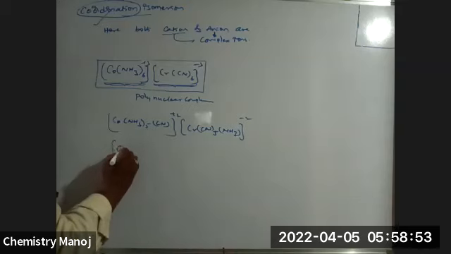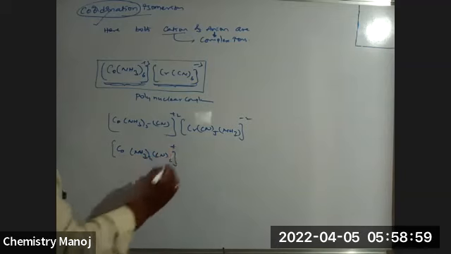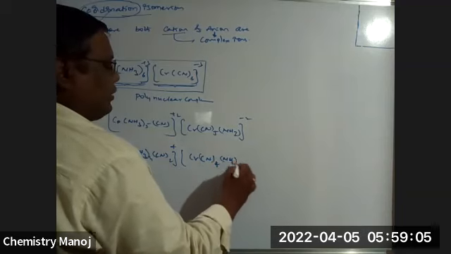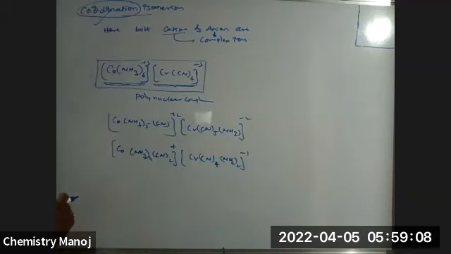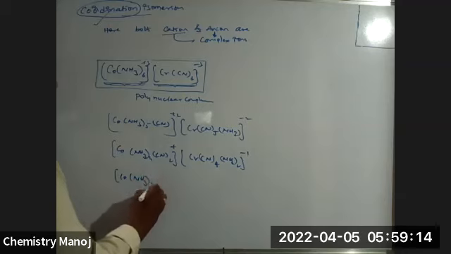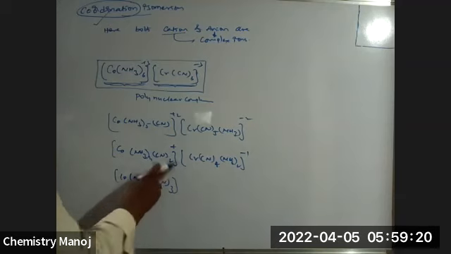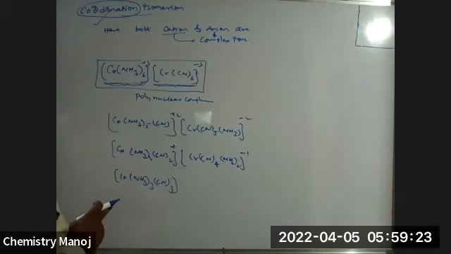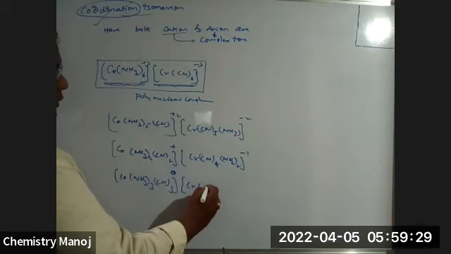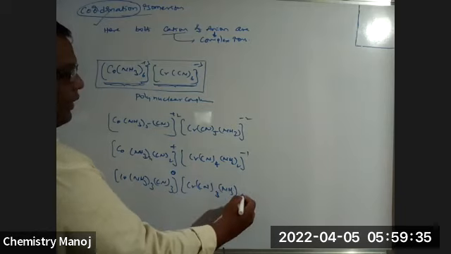I can write once again Co(NH3)4 (CN)2 plus 1, here Cr(CN)4 (NH3)2 minus 1. Now once again, Co(NH3)3 (CN)3. See my dear, in this, is there any charge on this complex? It will be no charge, it is zero only. Cr(CN)3 (NH3)3.